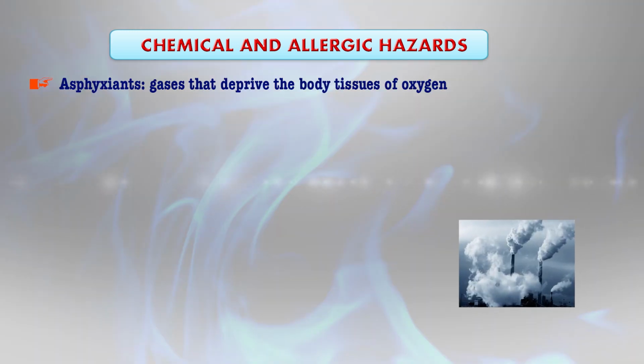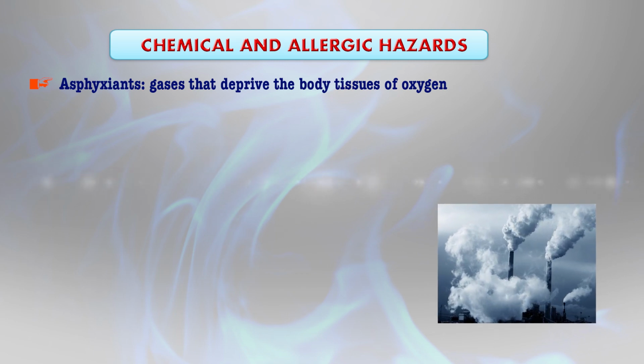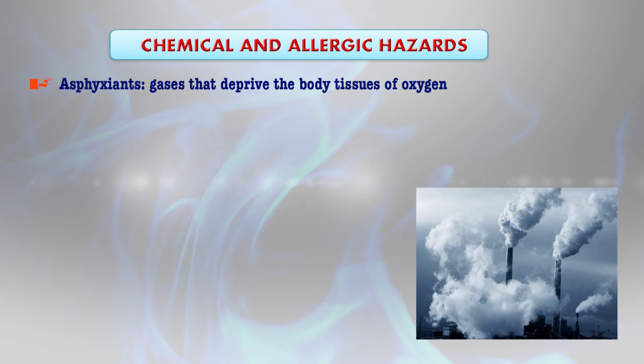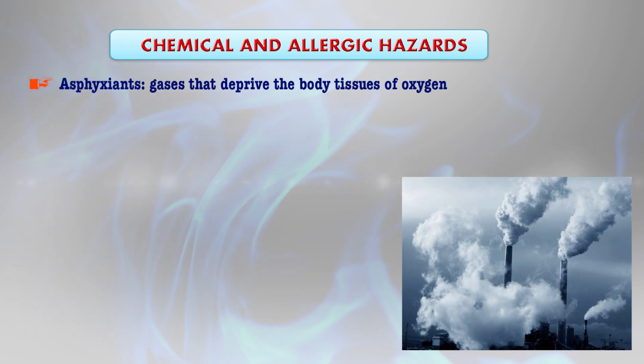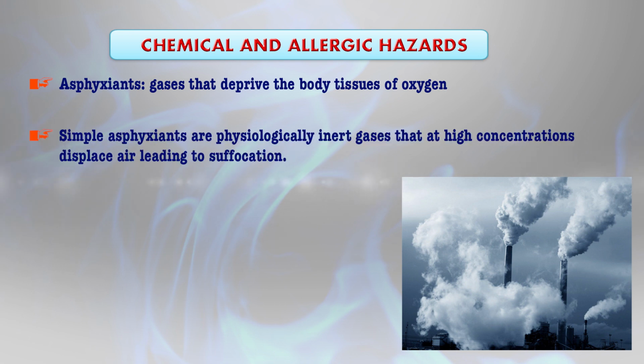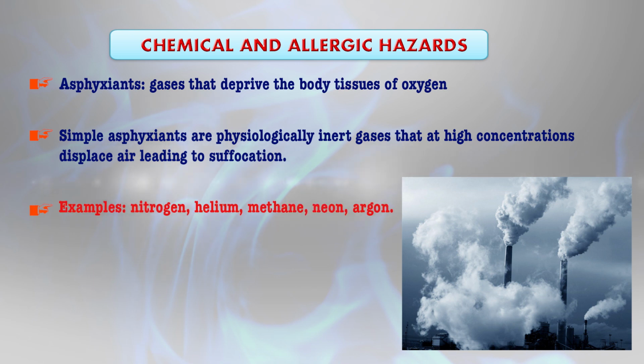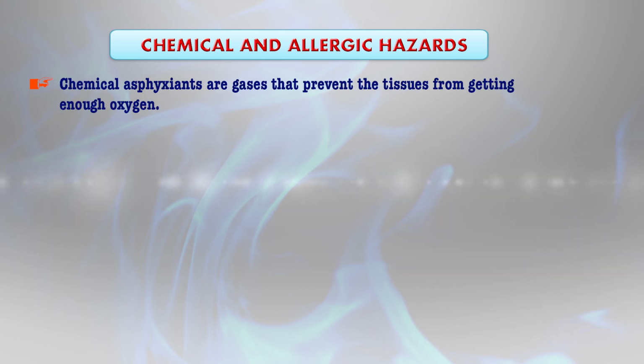So, these are the asphyxiants, that is, the gases that deprive the body tissues of oxygen. That means it will stop the supply of oxygen. Simple asphyxiants are the physiologically inert gases that at high concentrations displace air, leading to suffocation. Sometimes if we inhale any noxious chemical, we will feel suffocated, like with nitrogen, helium, methane, neon or argon. Chemical asphyxiants are also there.